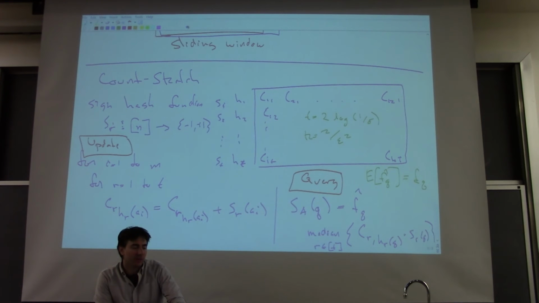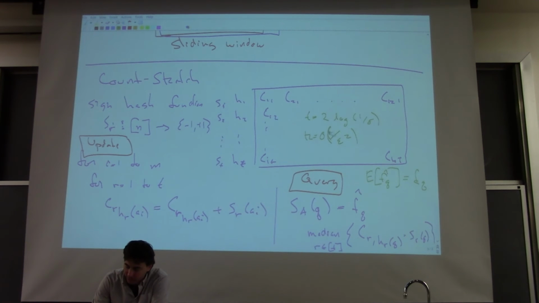So now I'm going to get a worse dependence on epsilon. In fact, this is much worse than before. In fact, there's even going to be some constants in here. There's some constant times 1 over epsilon squared. So I'm going to get this O of 1 over epsilon squared here.